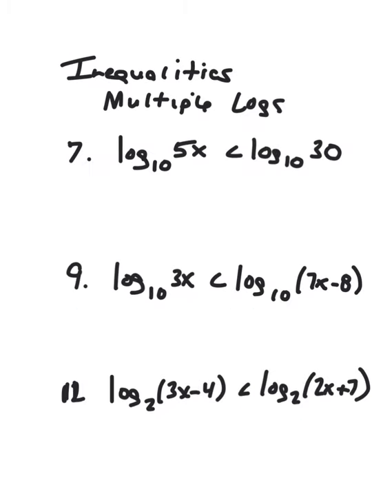Same type of problem if you have multiple logs and you have an inequality. You have base 10. So then the 5x has to be less than 30. And therefore, the 5x would also have to be greater than 0 again. Can't be negative. So then I would divide everything by 5, and I would have that x has to be greater than 0 and less than 6 for this to be true.